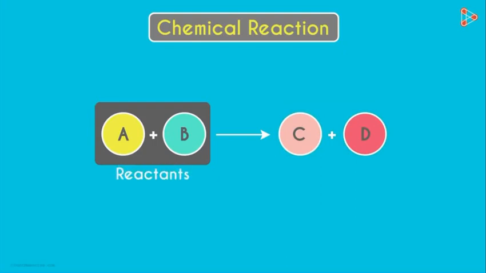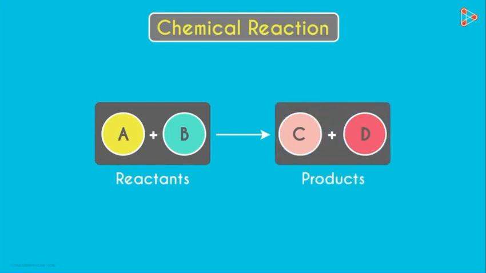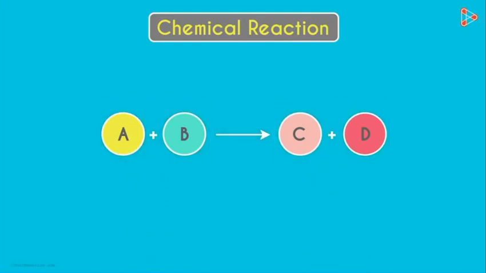Okay, so here what are reactants? The substances which participate in a chemical reaction are called reactants. Next one is products. Here C and D are products. Why are they called products? These substances are formed after the chemical reaction. So in this equation, A and B are called reactants and C and D are called products. Okay, this is a chemical equation.